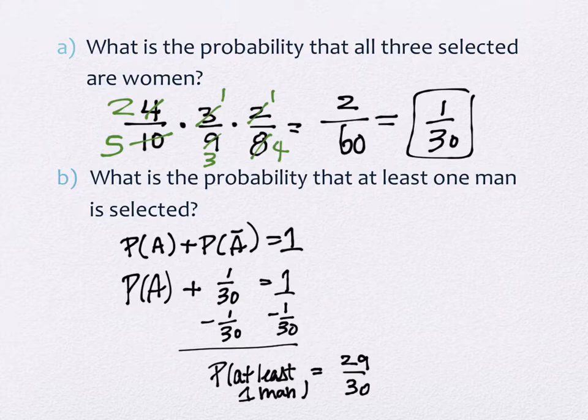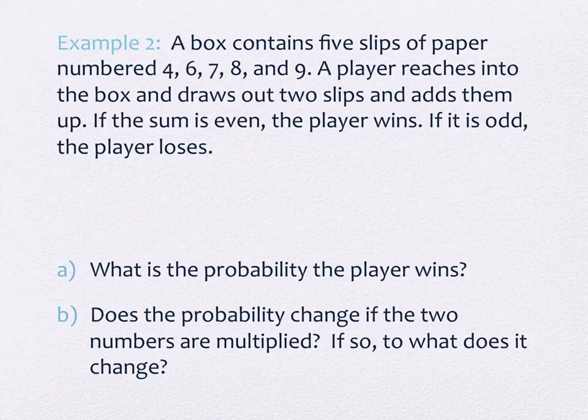Okay. The next example is the one that I was alluding to when I said we're going to do this one without a tree diagram, but it's going to have the same effect as doing one because I'm going to show my work in just a slightly different way. So we have a box and it contains 5 slips of paper, the numbers 4, 6, 7, 8, and 9. And a player reaches into the box and draws out 2 slips of paper, adds them together. And what we want to know is what happens if the sum is even, what the sum is, and whether the sum is odd. Okay, is everybody good so far?